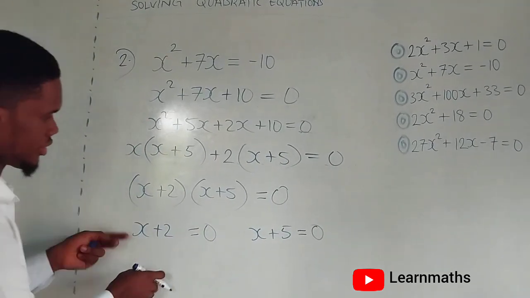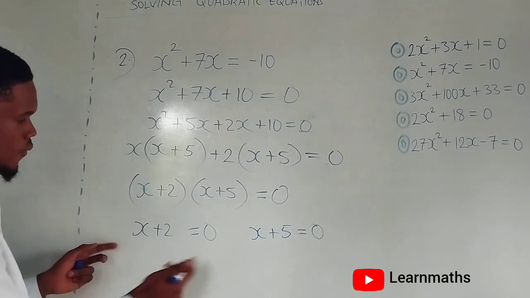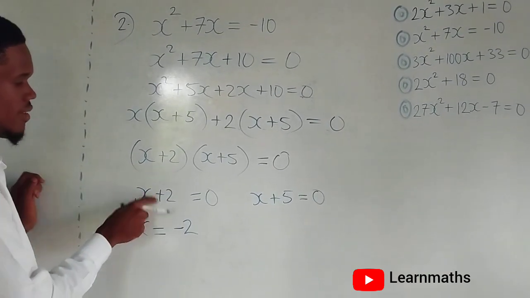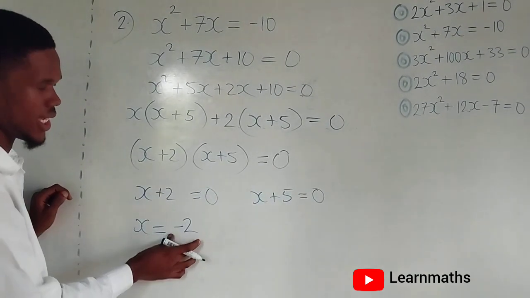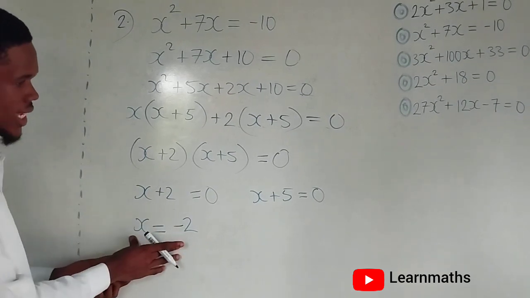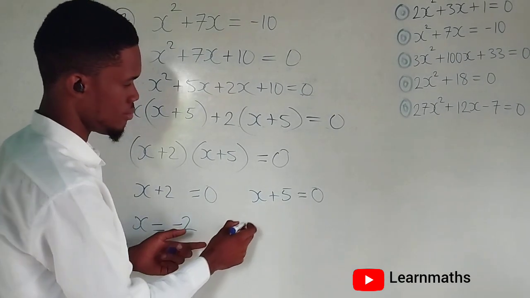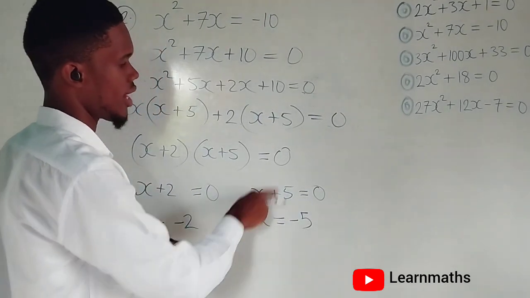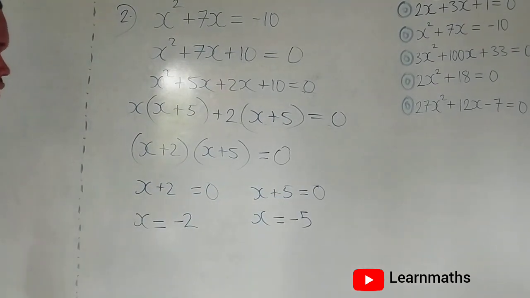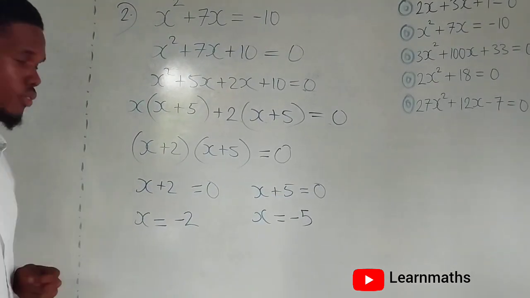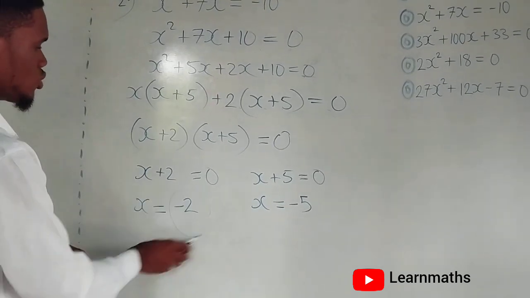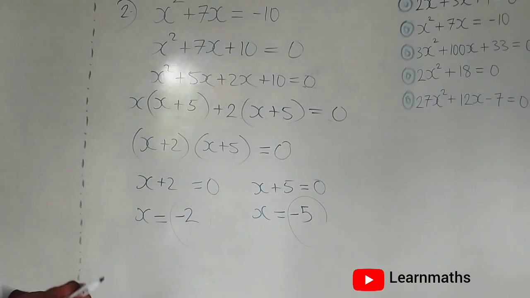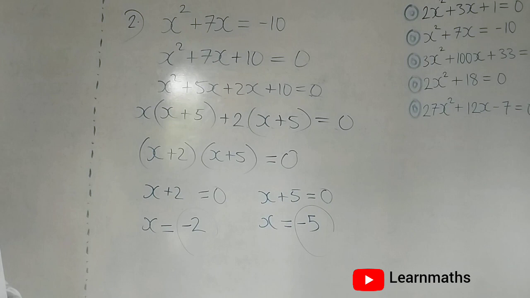Now for this first bracket here, x plus 2, we're going to have that x will be equal to negative 2. If you send this positive 2 over the equal to sign, it becomes negative, right? So the first value for x is negative 2. And let's see what the second value for x will be. x equal to negative 5. Send the positive 5 over to the other side, it becomes negative 5. So we have gotten the 2 answers, the 2 values for x in this quadratic equation. x could be negative 2, x could also be negative 5. So these are the 2 values of x for the second equation.